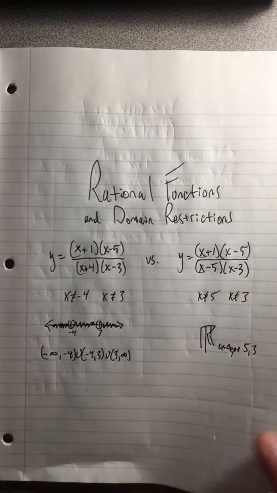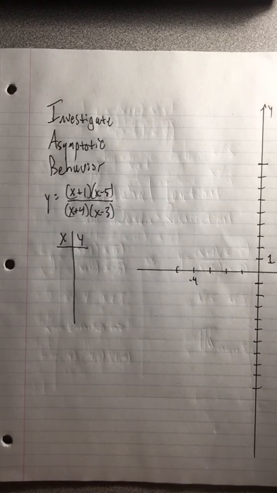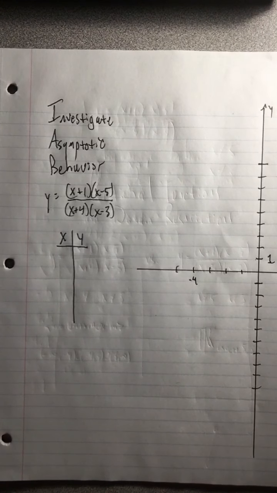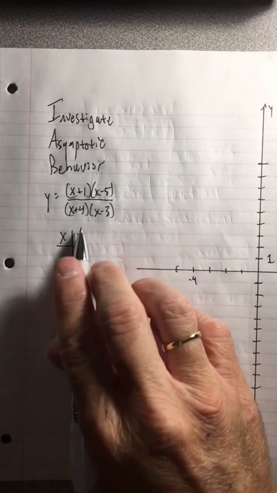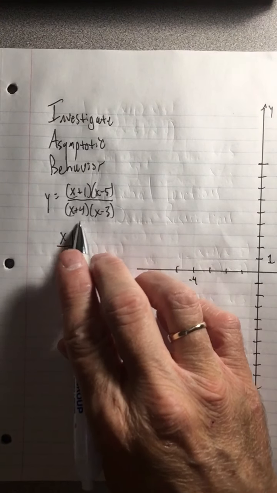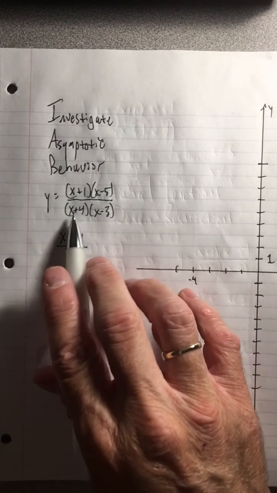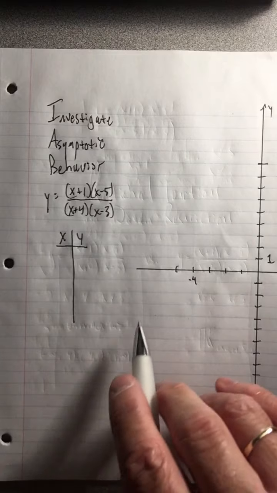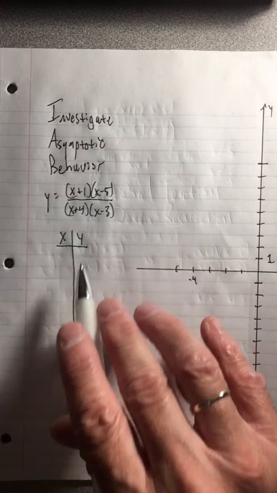Okay, now that we know how to find the domain restrictions, let's learn how to determine the behavior at the domain restrictions. The graph may behave in different ways at a domain restriction. So I'm going to concentrate on the -4 restriction. I'm not going to worry about this one. We're just going to concentrate on that one and learn how to investigate the behavior. And then you can do this one on your own.